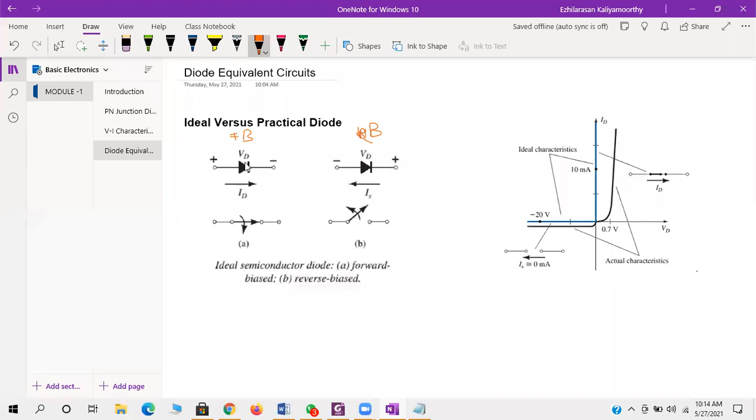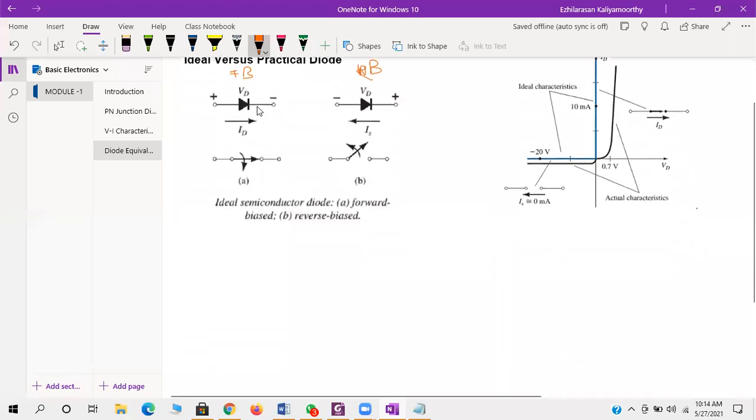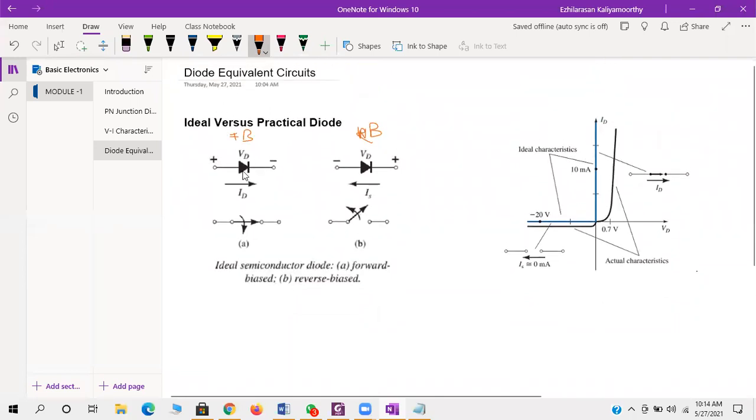When you put this in forward bias, there will be a forward current. Ideally, I can say it will behave as a switch. The switch is closed, that is the meaning. In the forward bias, the diode is on, so the current will move through it. So this will be an active switch.